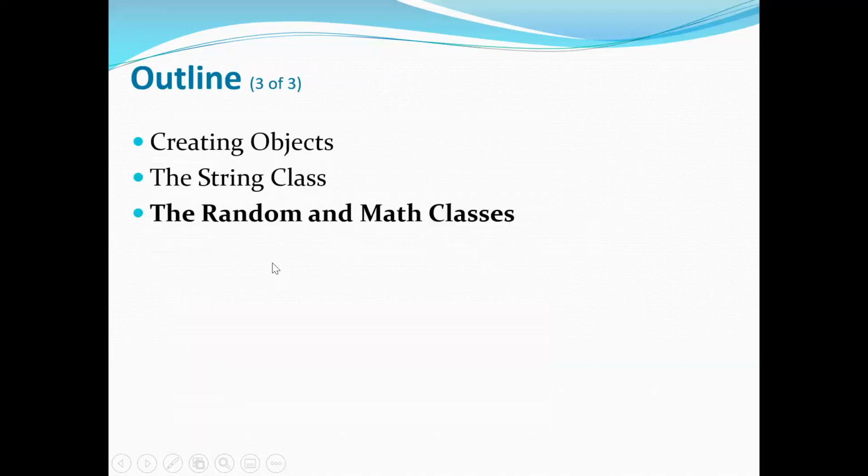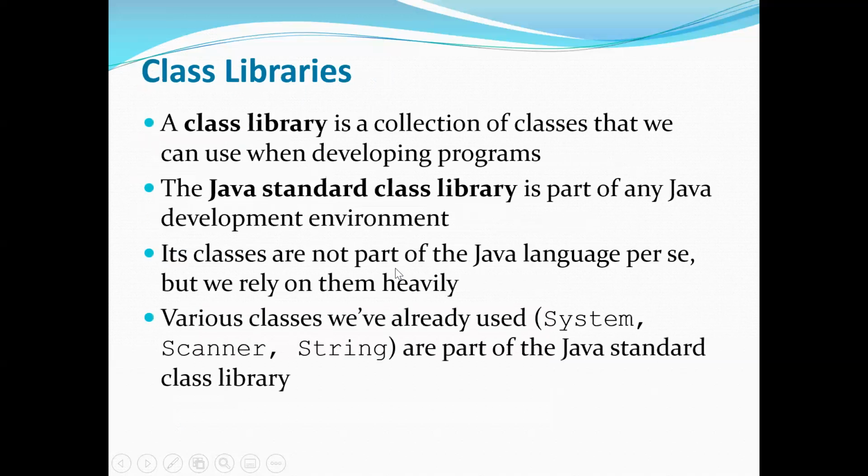So next is going through what we call the Random class and also the Math class. Now we say here a class library is a collection of classes that we can use when developing programs. And this again comes with the Java programming language. The Java standard class library is part of any Java development environment. Its classes are not part of the Java language per se, but we also rely on them heavily.